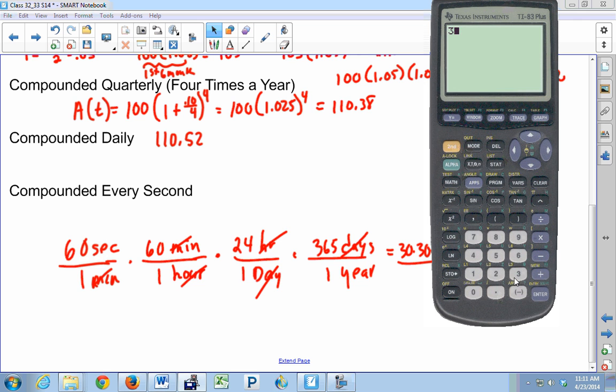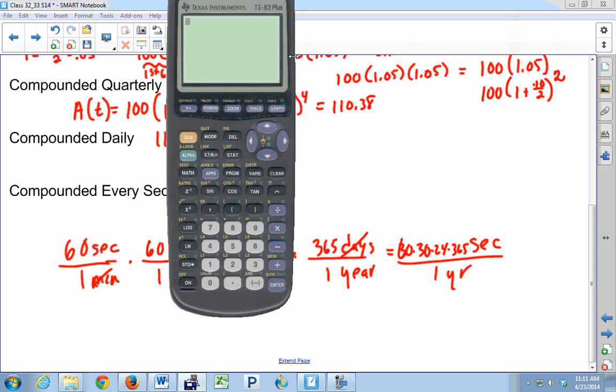Okay, 30. Oh, but it should be 60. What am I doing there with 30? I looked at the last number. 60 times 60 times 24 times 365. Whoa, baby. 31,536,000. So these are how many seconds you have in every year.